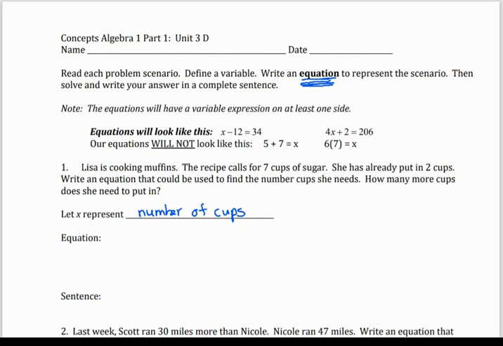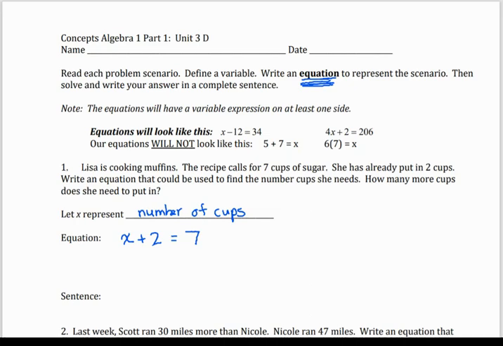So I'm going to do this first one for you. Would everybody agree that the number of cups she needs plus the 2 she has already used will give me the total amount of cups needed? Yeah. Okay, so again, I started with that variable. I'm looking for how many more I need. I know I already have 2, so I'm going to add the 2 to the amount I need, and it better give me the total amount necessary, which is 7.